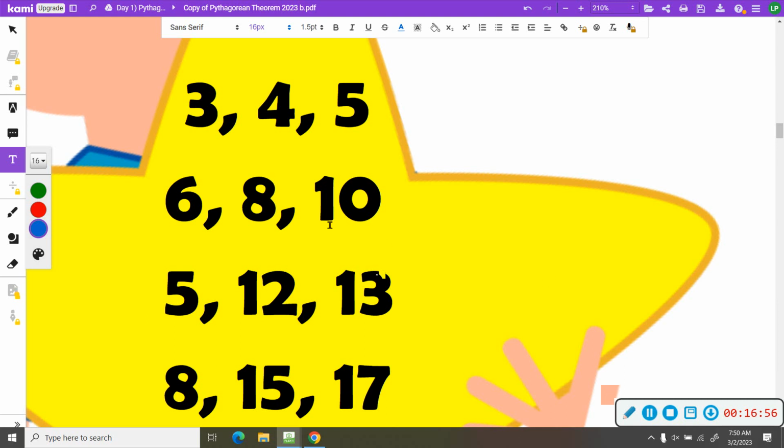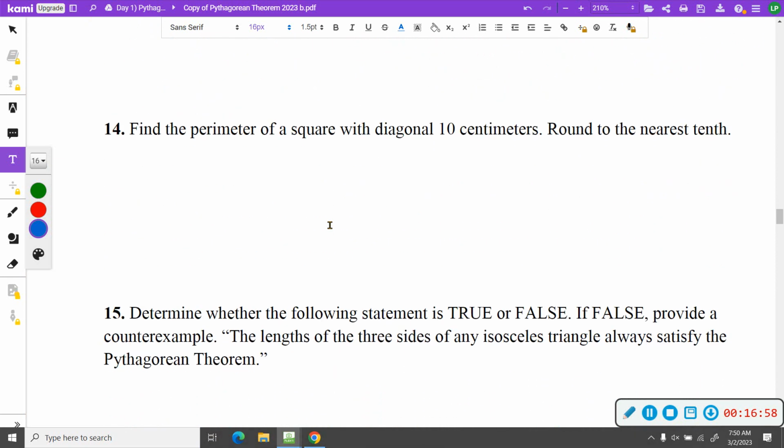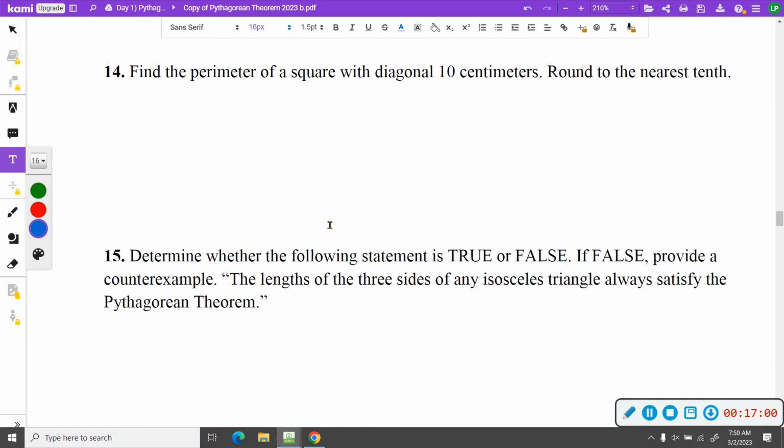Okay, I don't want to do every single problem. I'm going to skip 13. You could do 13 yourself. 14. Find the perimeter of a square with a diagonal of 10 centimeters.